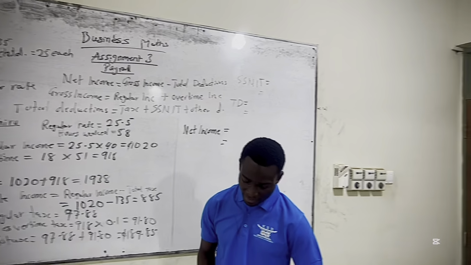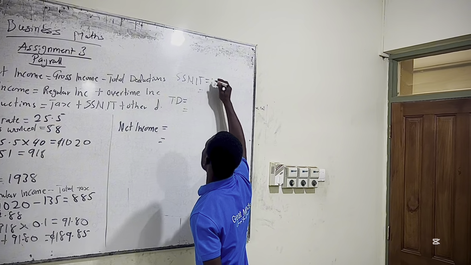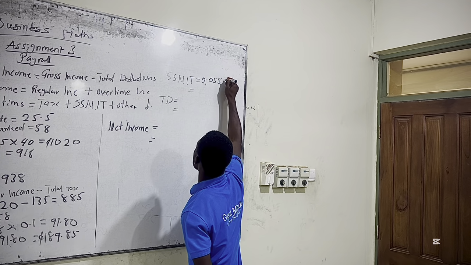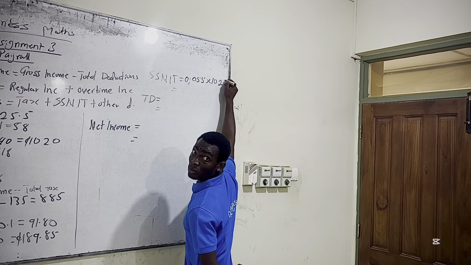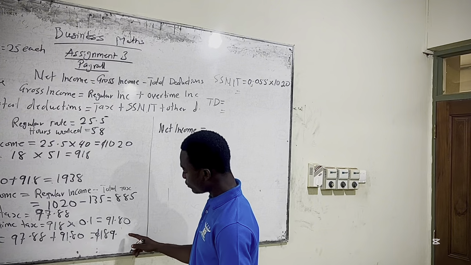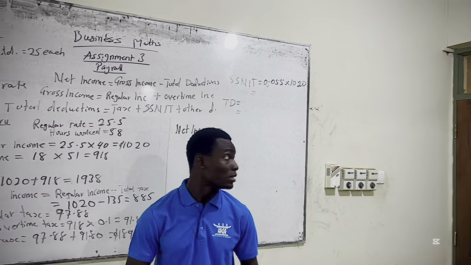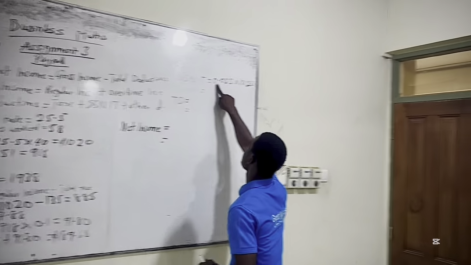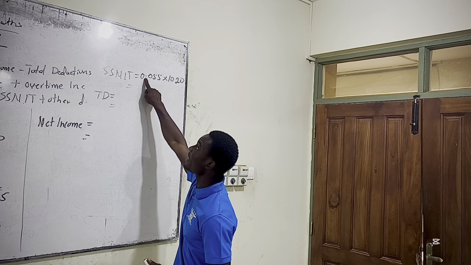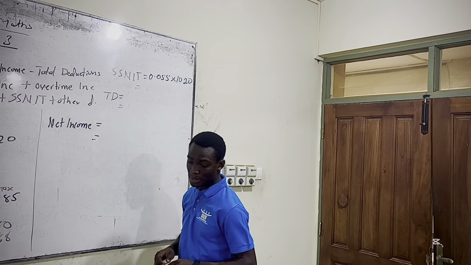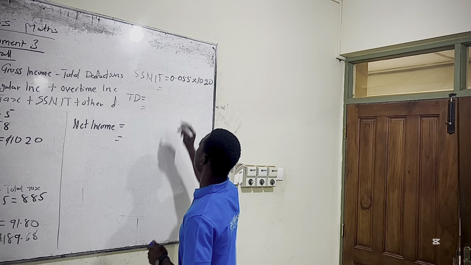SNET is 5.5% of the regular income. So 0.055 times 10. Oh, sorry. So this is going to be 0.68. Okay, 0.68. So back to what we were doing. This is 5.5% of 1020, and that's going to give us what? 56.10.